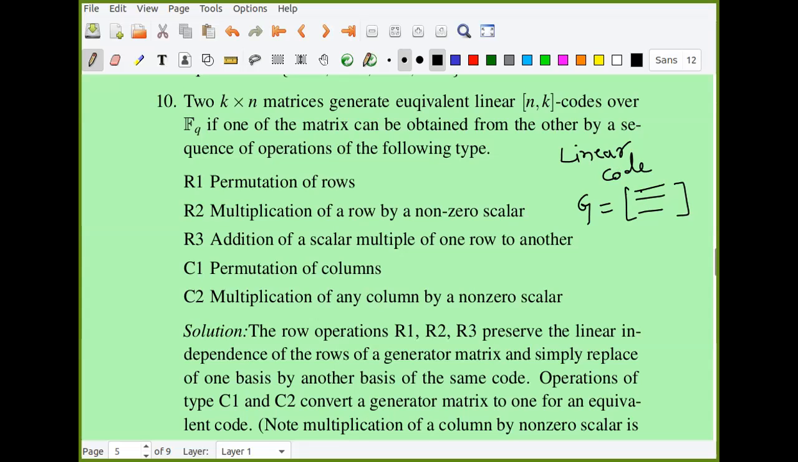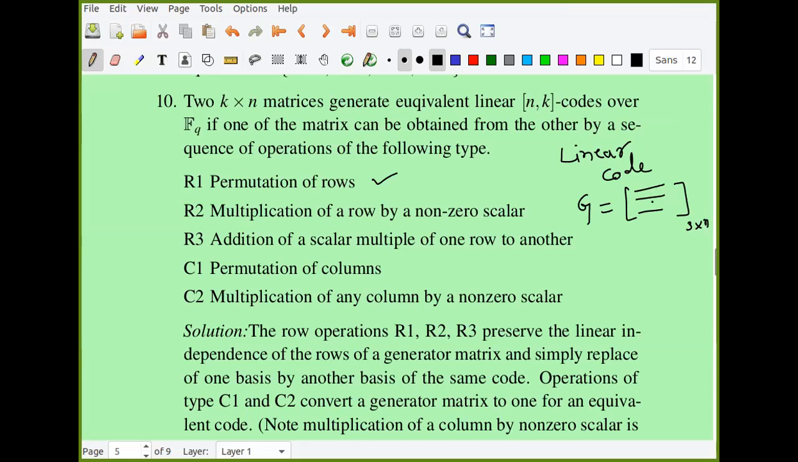Now, this is my first row, the first basis vector, second basis vector, third basis vector, let us say 3 by something. If I interchange two rows, the linear code does not change, right? Are you following? Yes, sir. So the permutation of rows is not a problem. This is allowed. Multiplication of a row by a non-zero scalar is still, because it is a linear code, also a code.